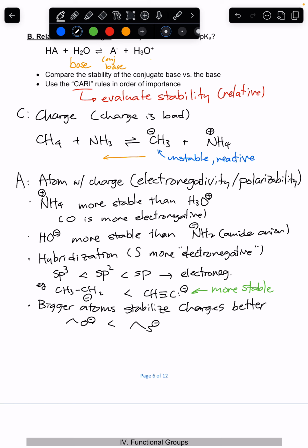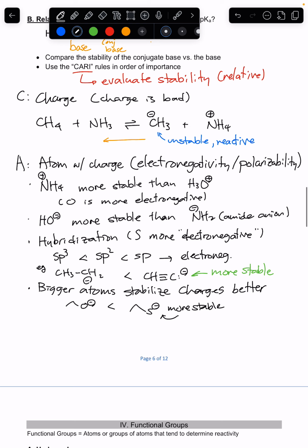It's kind of like if you're gonna give a poison to somebody, it's better that an adult takes it than a baby, because a baby is tiny. A little bit of poison is going to affect it much more. It's kind of like that, right? Hope that makes sense. And then the R in the CARI rule is resonance.